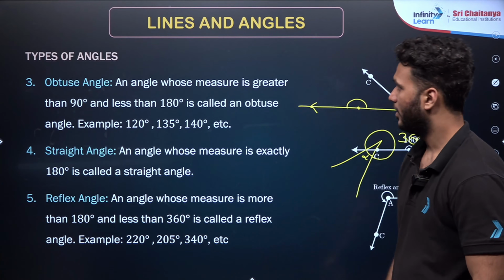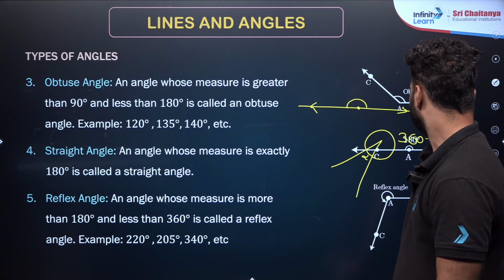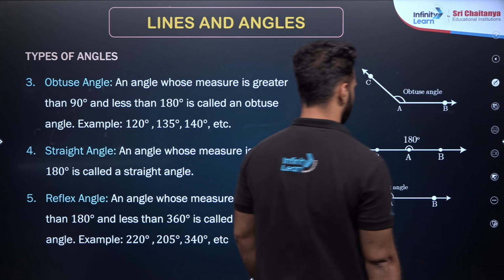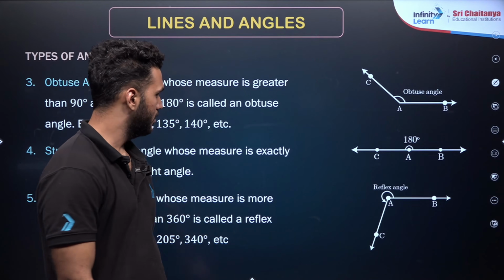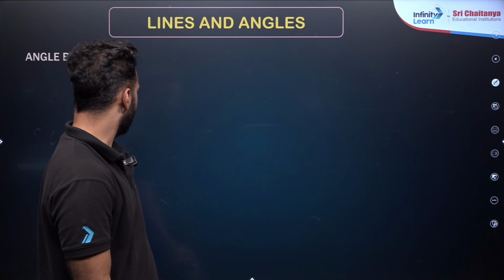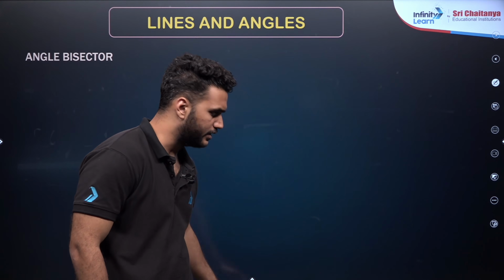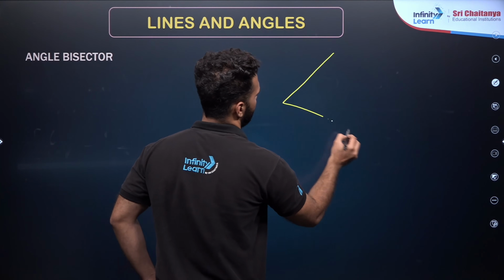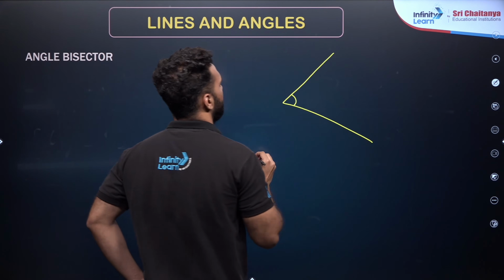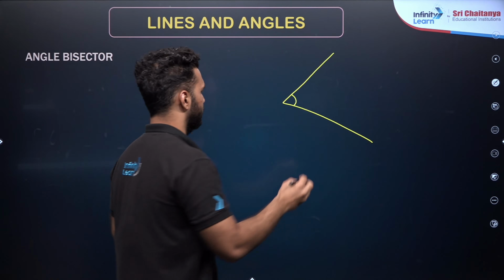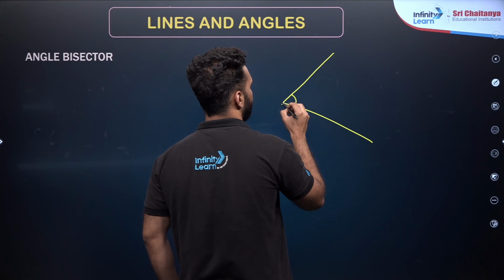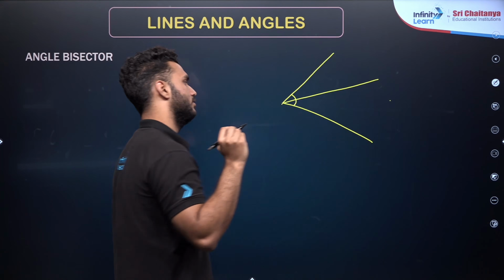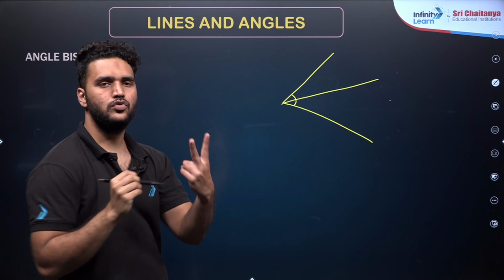Now, here you can see the diagrams. Now next, we have the angle bisector. What is an angle bisector? Let's say you have two arms and they are making an angle. Now I have to put another line, like if I make a line from this point to this point, it will divide this angle into two equal parts.